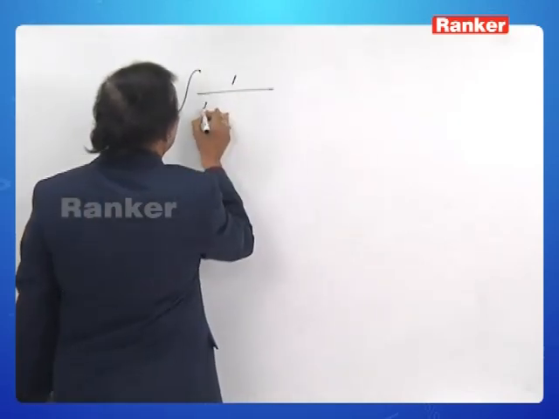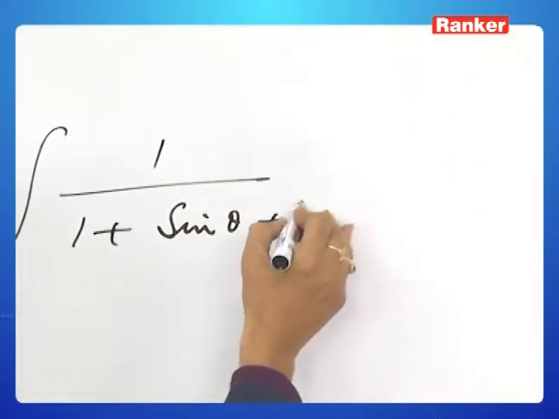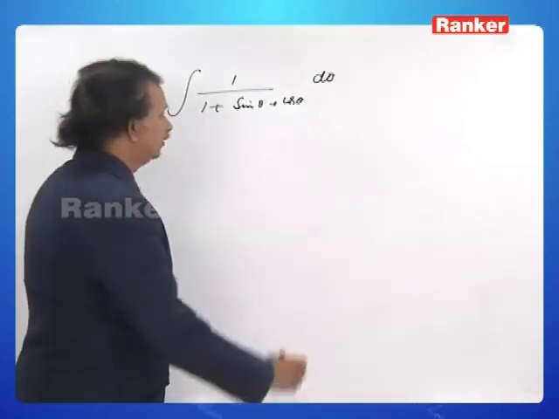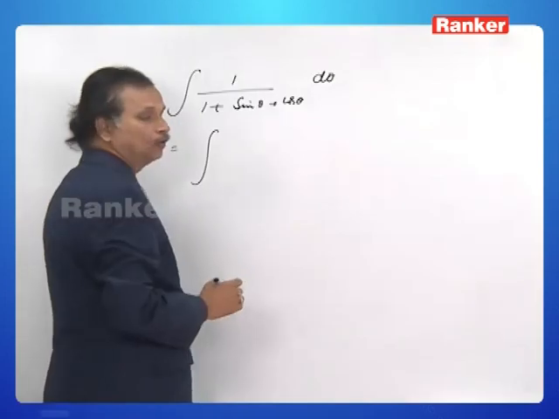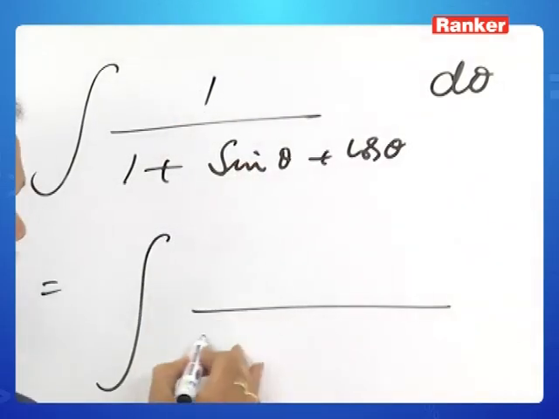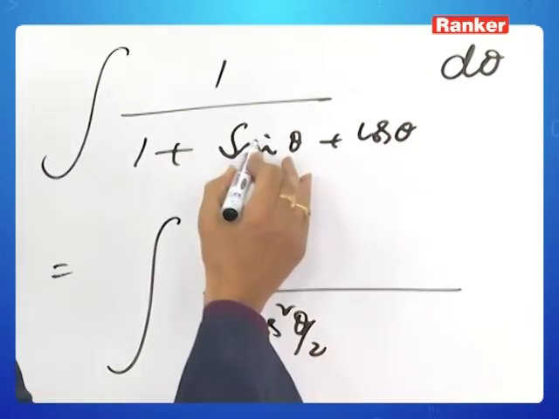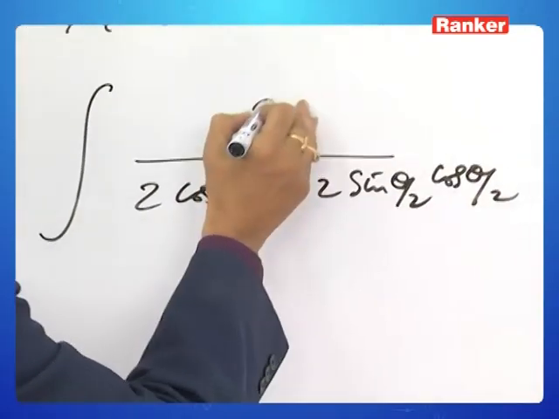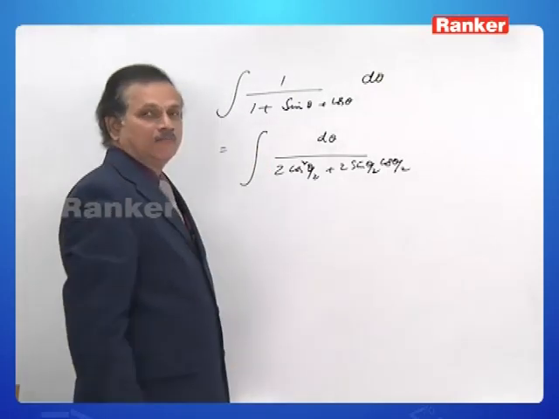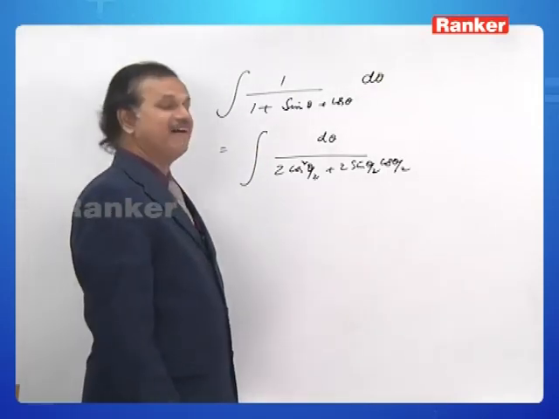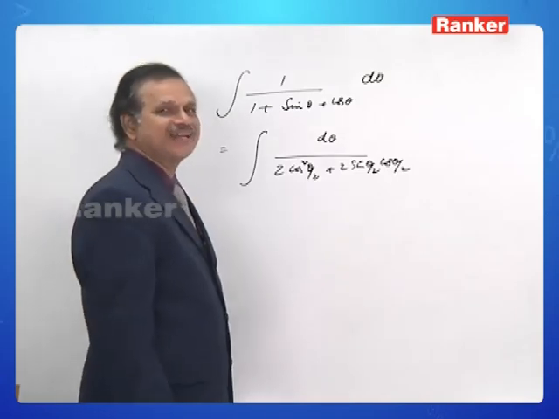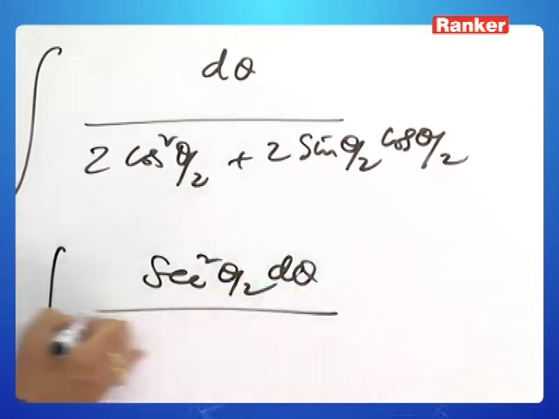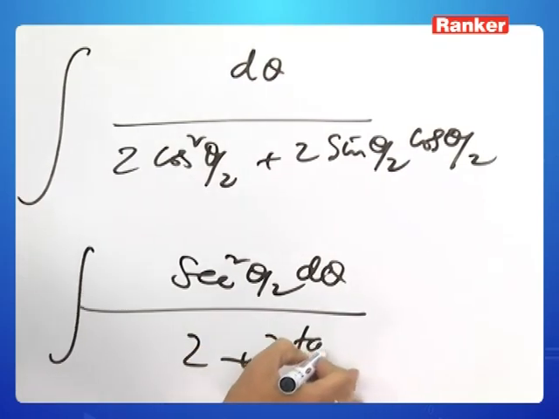Okay, suppose we have sin theta instead of cos theta, or both sin theta and cos theta, we have integral of 1 by 1 plus sin theta plus cos theta d theta. What is 1 plus cos theta? 2 cos square theta by 2. What is sin theta? 2 sin theta by 2 cos theta by 2. Divide both numerator and denominator by cos square theta by 2. What happens? Secant square theta by 2 d theta by 2 plus 2 tan theta by 2.